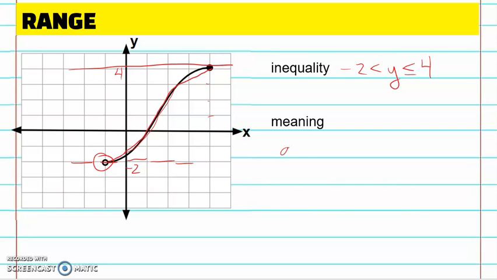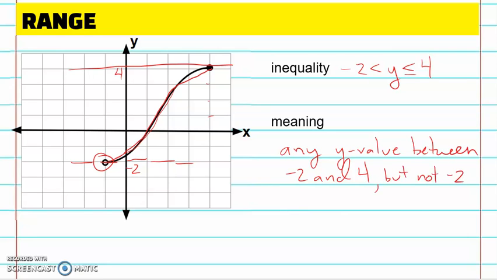So meaning, you feeling pro at this? Any y value between -2 and 4, but not -2, right? Not equal to it. It can get all the way really, really close, but it will never get there, right? It could be -1, 0, 1, 2, 3, right? Like all those points are there. But it couldn't be 2 because it never actually gets there. It's not part of it.